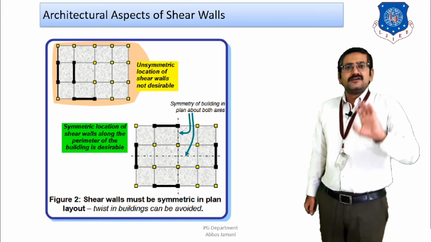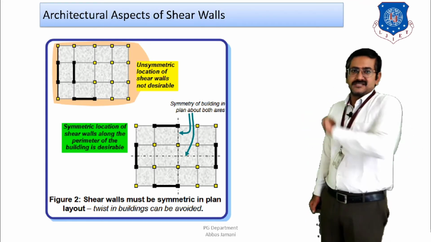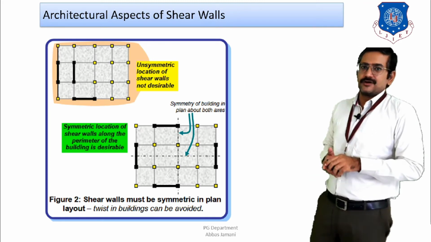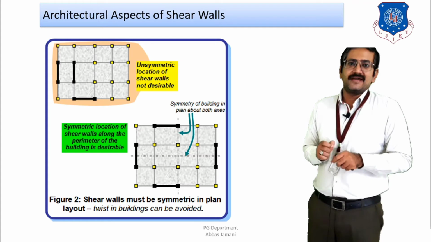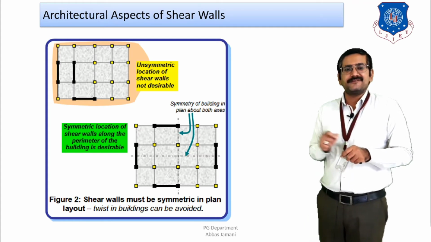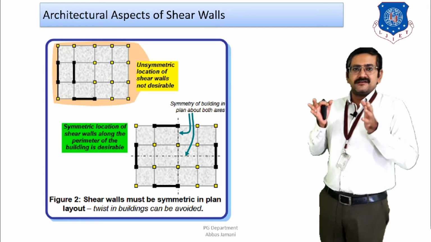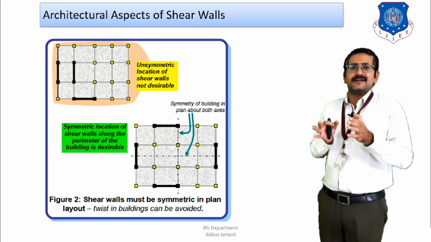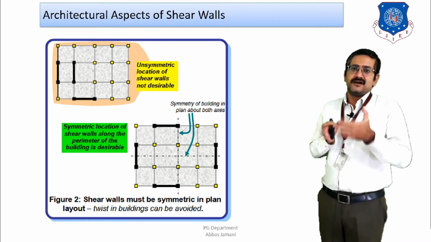So we can say that the twisting is going to be eliminated if symmetric distribution of the shear wall is done in the plan. And the other important aspect to be noted here is that the shear walls are provided at the periphery of the building. Whenever the shear walls are provided at the periphery, this entire floor is going to act together as a single unit, and as a result, resistance to twisting will be available.